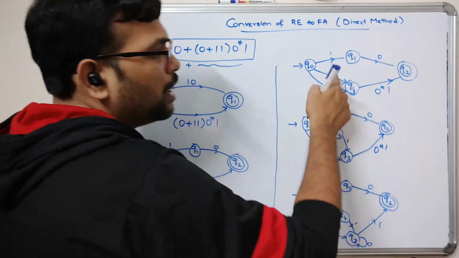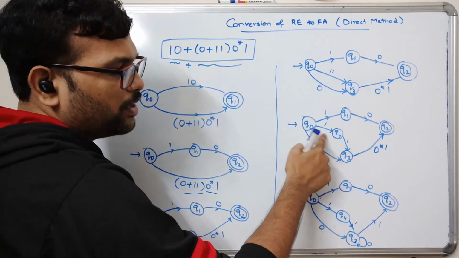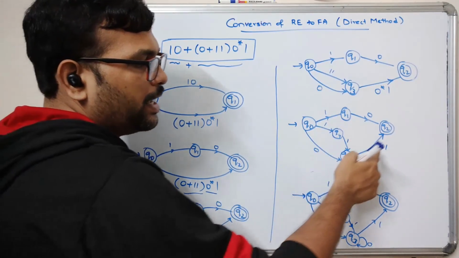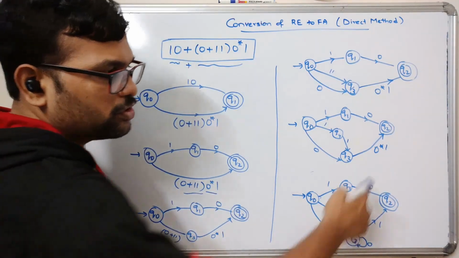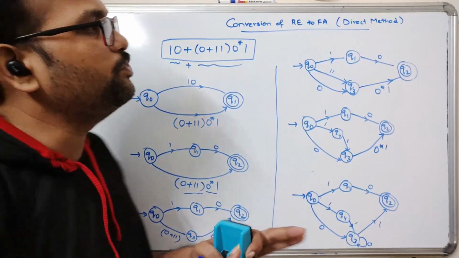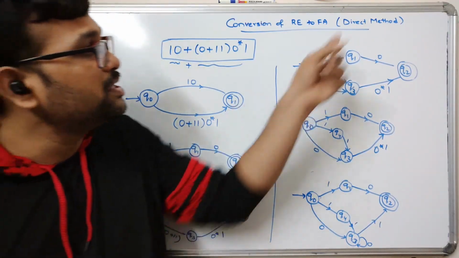Now again move with the 11. So 11 means again add 1 and 1. So add another state. This is nothing but a concatenation, and again divide this 0 star 1. Again it is a concatenation. 0 star means the self transition will be there, and like this we need to convert any regular expression to finite automata using the direct method.